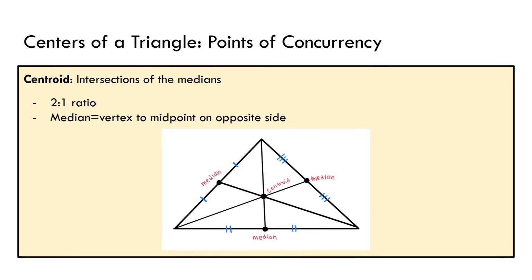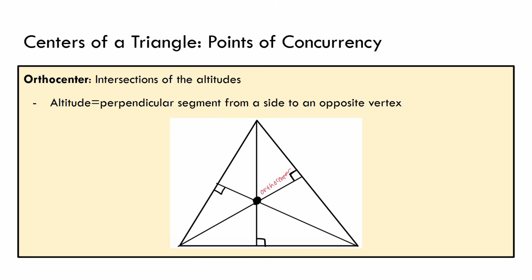Okay, moving on to centers of a triangle, the different points of concurrency. So the centroid is just the intersection of the medians, and the median is just from the vertex to the midpoint on the opposite side. It's important to remember that the medians intersect at a 2-to-1 ratio. So this would be 1, and this would be 2, 2, 1, and 2, 1. The orthocenter is the intersection of the altitudes, and the altitude is just the perpendicular segment from a vertex to the opposite side.